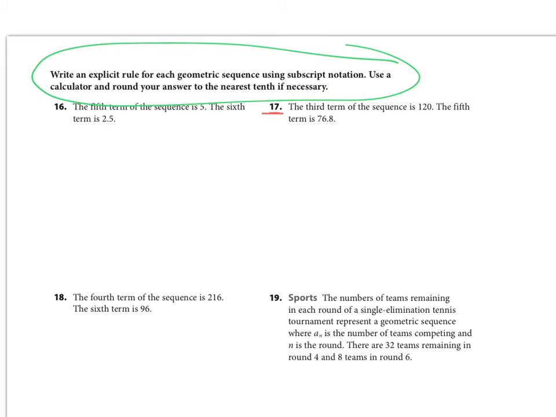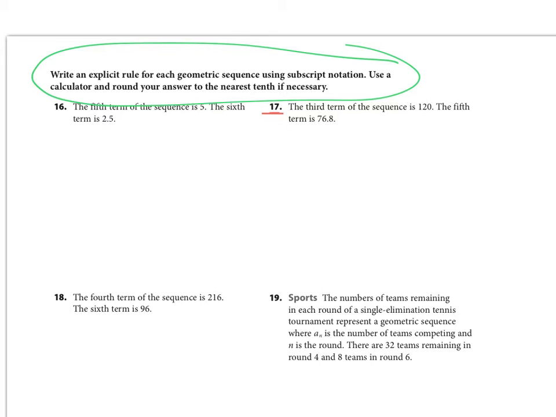Write an explicit rule for each geometric sequence using subscript notation. So that's important because now that means we have to use the a sub n notation. Use a calculator and round your answer to the nearest tenth if necessary. The third term of the sequence is 120. The fifth term is 76.8.